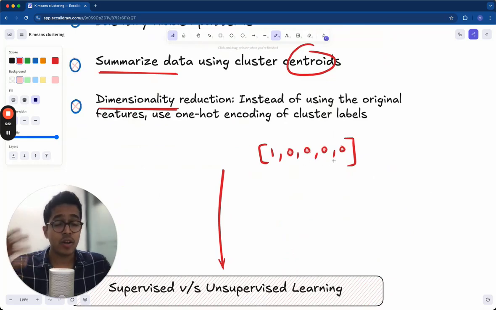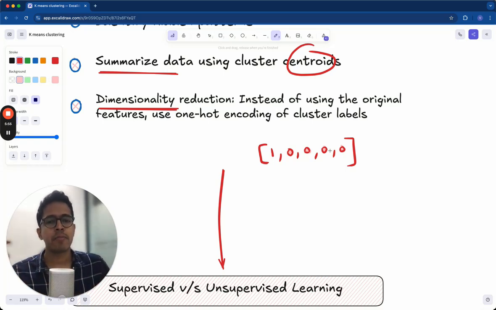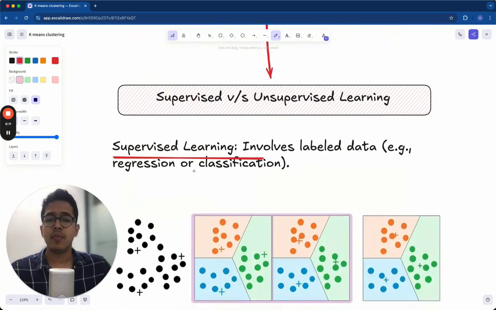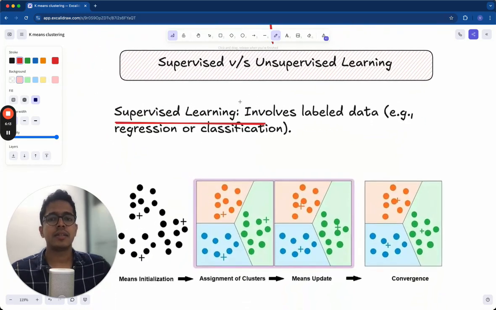So in fact, not one axis, but a set of 5 axes, because the value has to be 1 along one of the axes and 0 along the rest of the 4 axes. So you can perform dimensionality reduction. It might be possible for you to remove certain features and just use the cluster labels as new features.